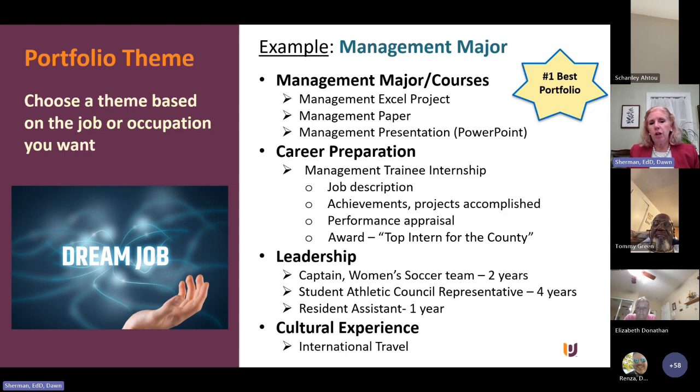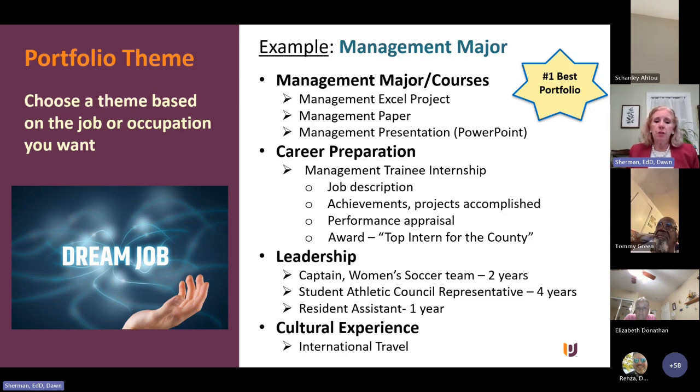She put in there her job descriptions and what she achieved, because like most businesses, you've got KPIs and ways of measuring how you're getting your work done. She put in some of those charts and graphs. She put in a performance appraisal from her supervisor, and she had won an award for the top intern in Worcester County in Massachusetts, so she put in the certificate that she had.